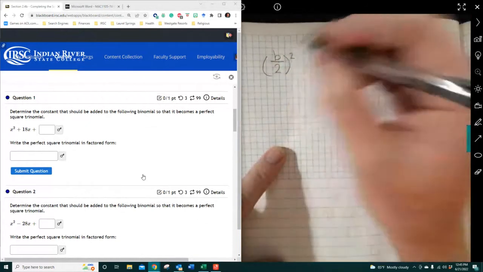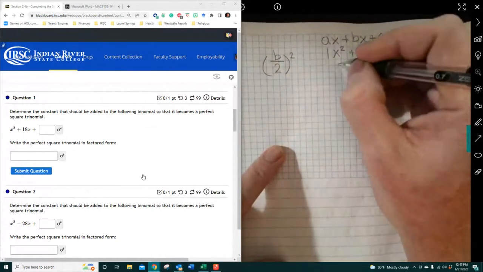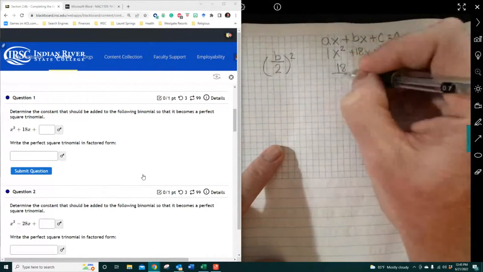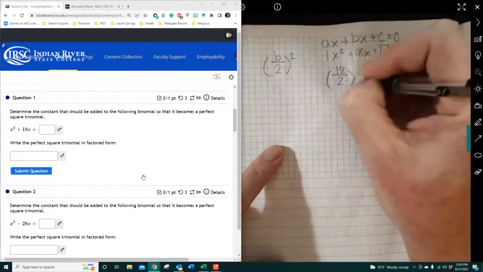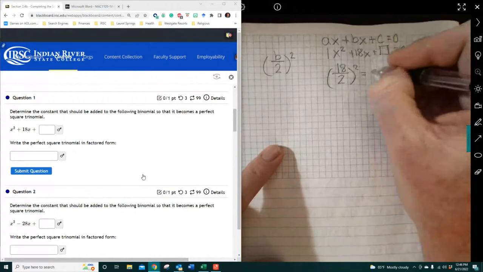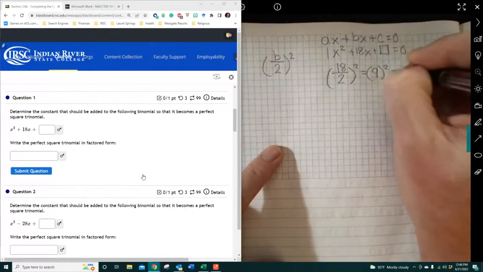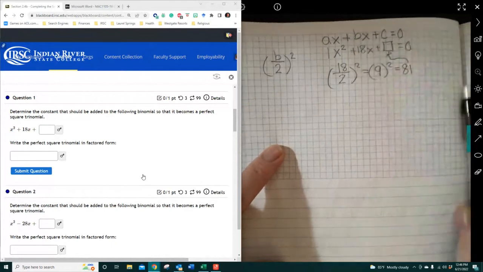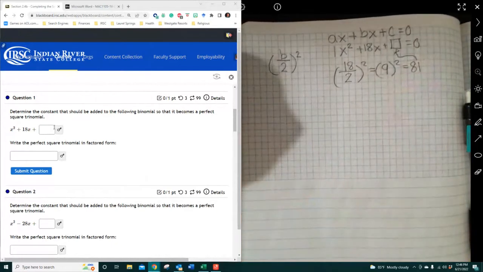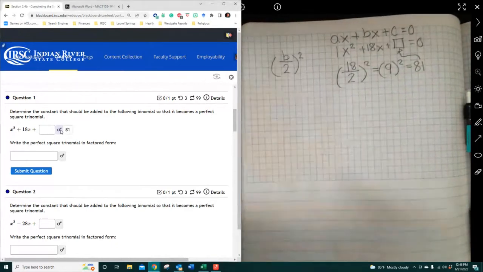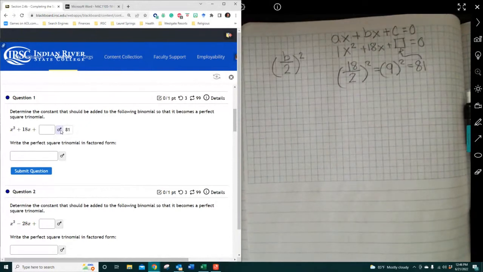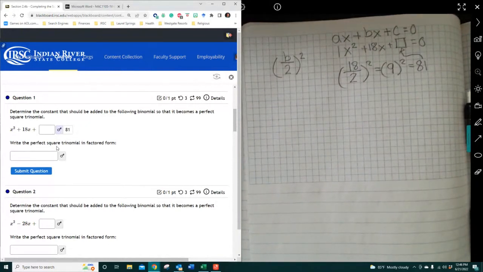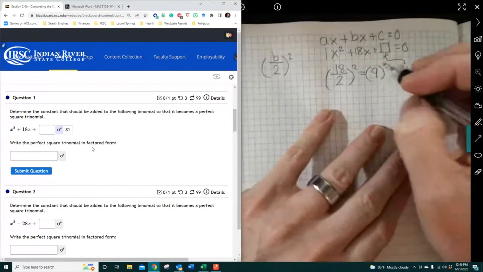Now, all you'll have to do is half this guy. I always say just half the middle guy, and that's going to be 9, and then square it. And that is your answer that you're going to put in this box. And that is the answer we're looking for, is 81. Woohoo!